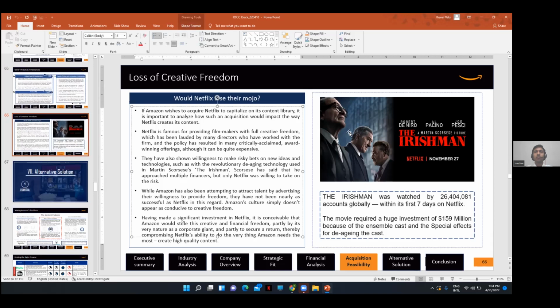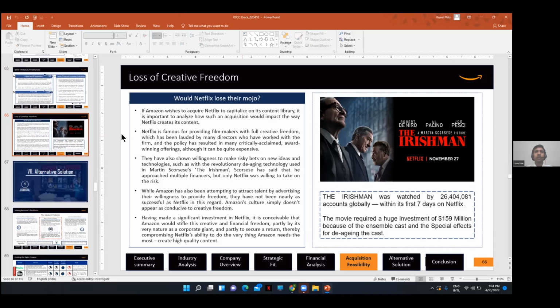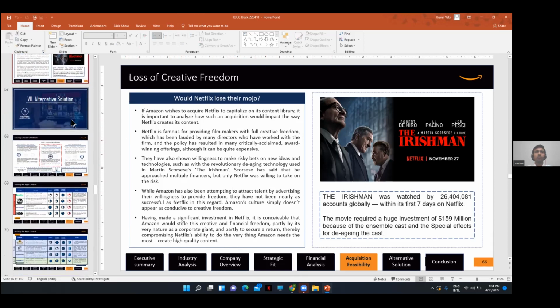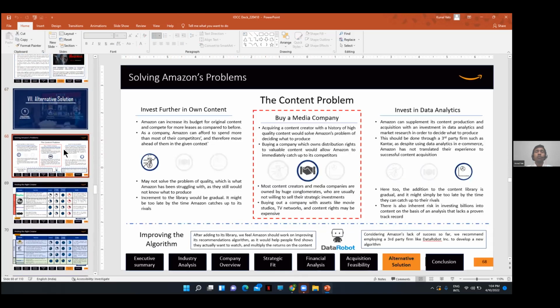large-scale way. Netflix is slightly more extravagant in its expenditure, gives creative freedom, and does not like interfering with the director's way of working. So definitely the two cultures are not very similar, and there would be some obstructions if they do happen, if they do combine.